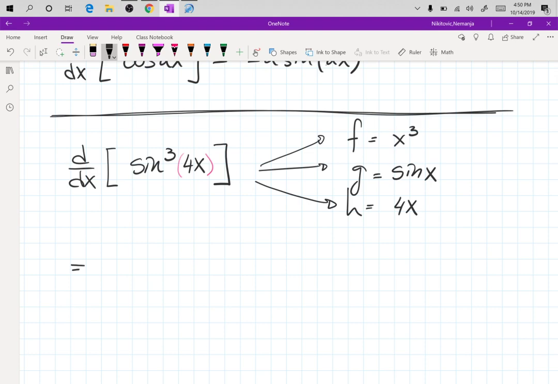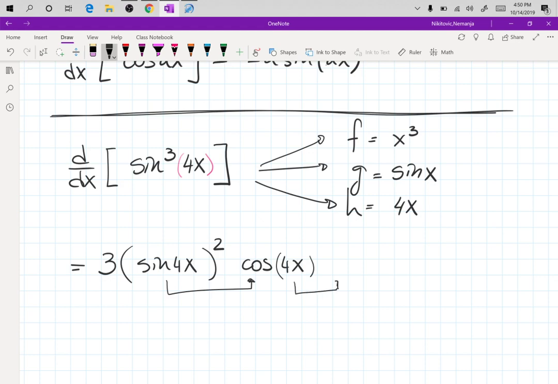So the derivative of x cubed is going to be 3 blah squared. Now, blah is sine of 4x. Now, the derivative of the inside: the derivative of sine is cosine of 4x. And then the derivative of 4x is 4. For a total of 12 sine squared 4x cosine 4x.